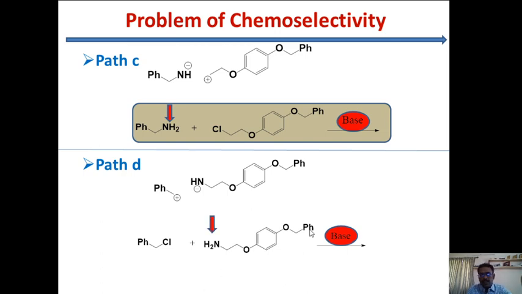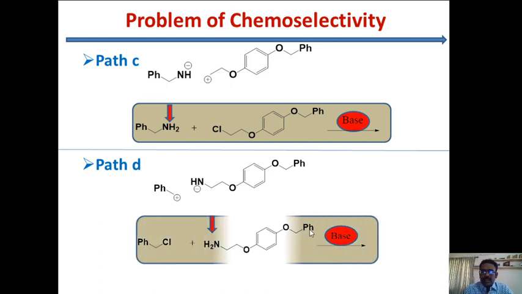So in both cases, path C and D, we have only one acidic proton. But in A and B, we have all seen that we have the chemoselectivity problem. In the case of C and D, we don't have that chemoselectivity problem. Then among paths C and D, which one is the best? That's what we have to analyze and find out. So in the next slide you will see that.